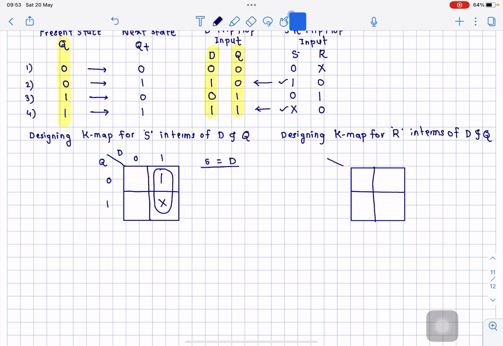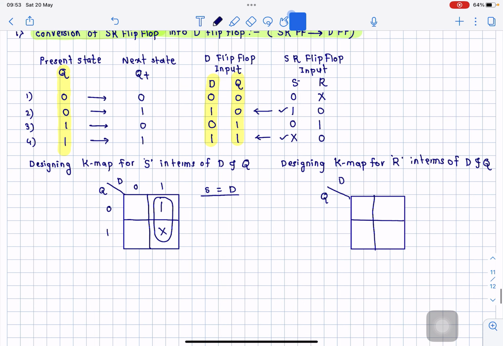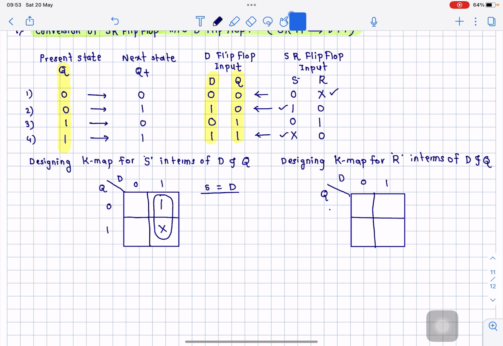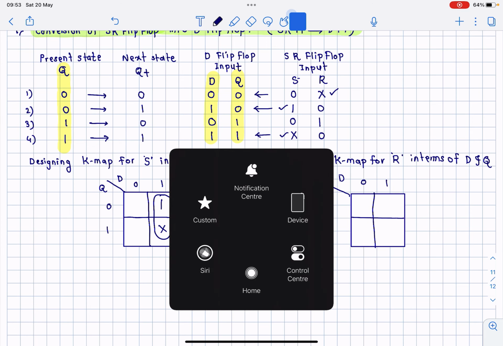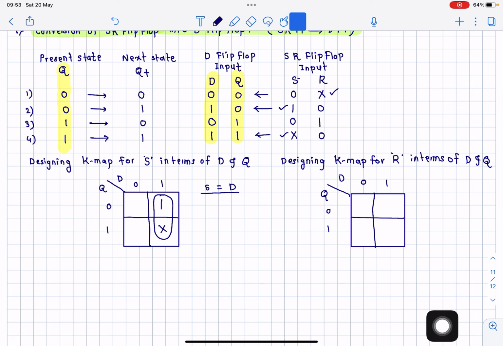So this is a K-map for D and Q again, and we want to write it for the R input. We will take the don't care condition also over here. Now the don't care condition, R is equal to X, exists when both D and Q are 0 and 0. This is 0, this is 1, this is 0 and this is 1. When both are 0 0, here we should write X.